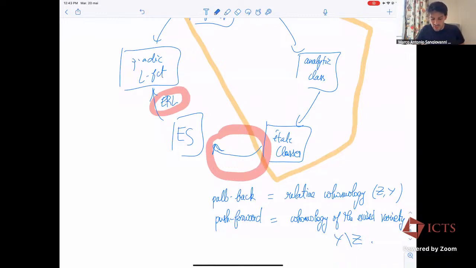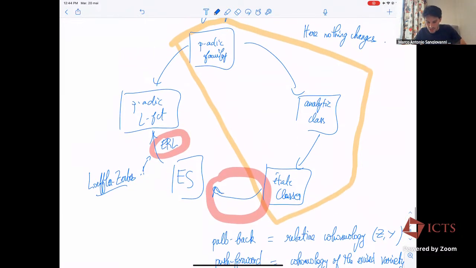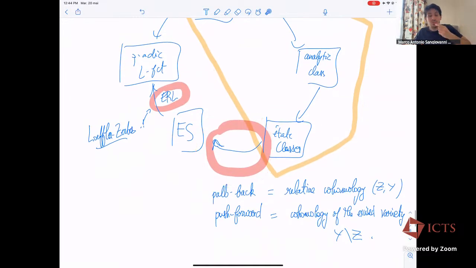Now, since you've pushed forward, you most likely will have to leave the realm of just classical Hida theory and enter higher Hida theory. But I'm not in a position of talking much about explicit reciprocity laws in the push forward case. This is sort of the expertise of Loeffler-Zerbes, using higher Hida theory. But I just wanted to discuss the role of this arrow, when you switch from relative cohomology to just the cohomology of the excised variety.